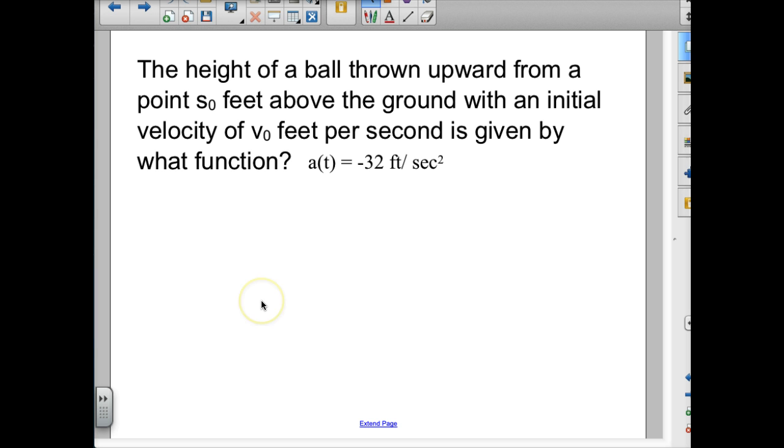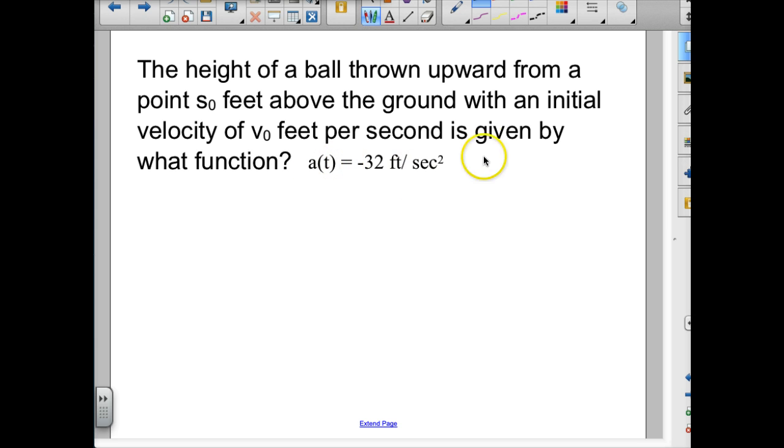Here's an example. The height of a ball thrown upward from a point s sub 0 feet above the ground. S sub 0 is the initial height. Anything with a sub 0 is the initial, and then s is our height. With an initial velocity, so v sub 0 is our initial velocity, that means the force with which it is thrown upward from wherever it was, in feet per second, is given by what function?